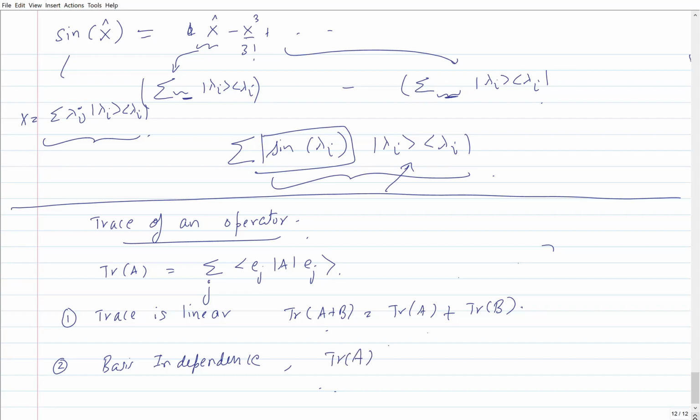Trace of A is independent of what basis I am evaluating this matrix in. How do I show it? Well, again, I stick in a bunch of identities. Remember the identity operator, I now have it as a sum over ej. I stick an identity operator here, ej.